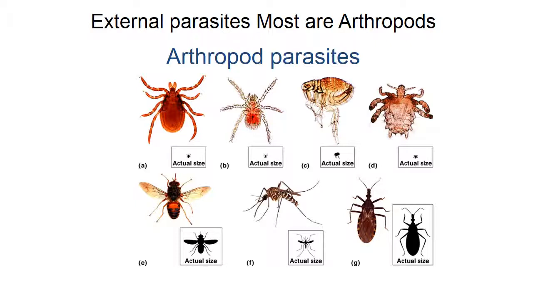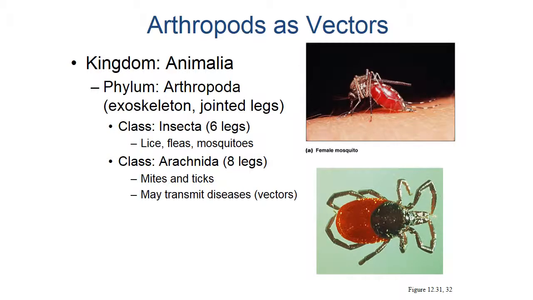Now we will continue with our review of external parasites. Most external parasites are arthropods. Parasites within the arthropoda belong to either insecta, which are primarily lice, fleas, and flies and mosquitoes, or arachnids, which are primarily mites and ticks.